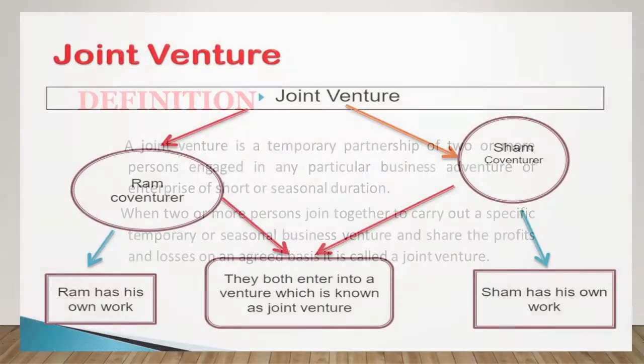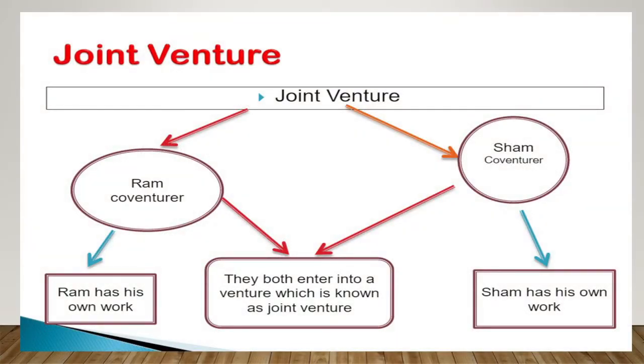Okay, right. Look at the joint venture. Ram, one co-venturer; Sham, one co-venturer. Ram has his own work, Sham also has his own work. But they both entered into a venture which is known as joint venture. He is an engineer who is working for some company and he is the owner of a finance company. Both are coming together to lay a road for 20 kilometers or 10 kilometers. After the road work is over, they will share the profits and exit from the business.